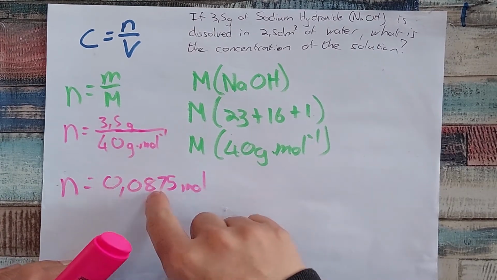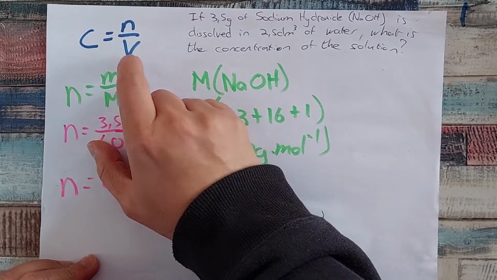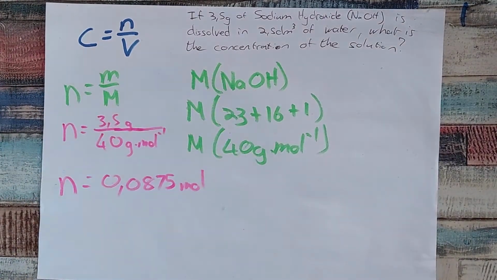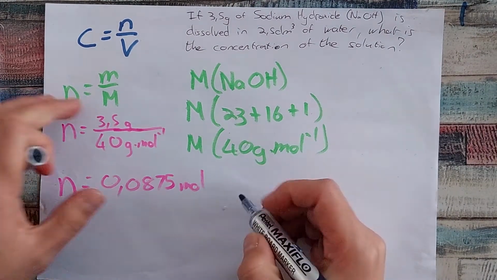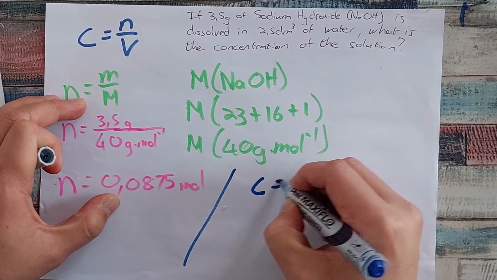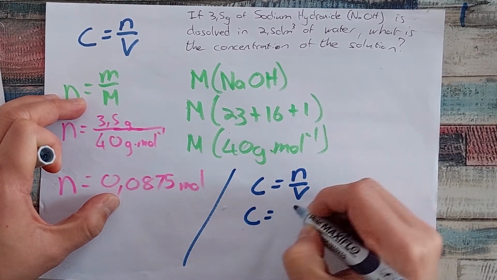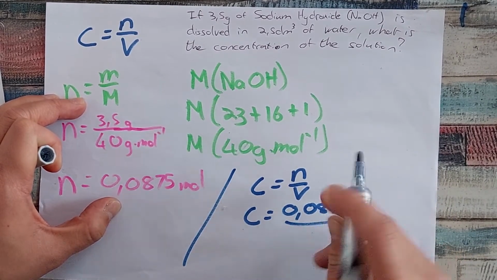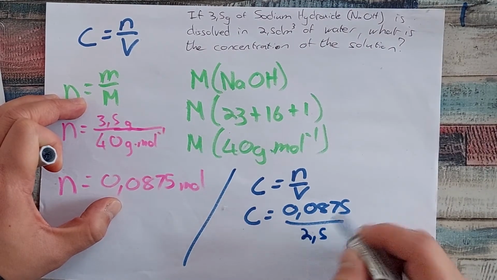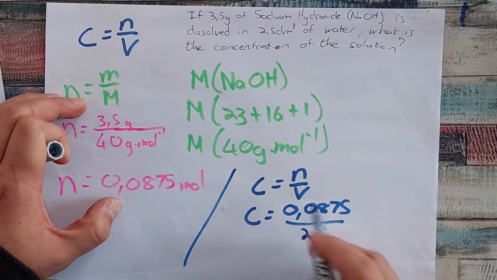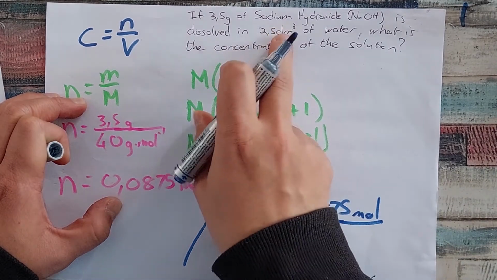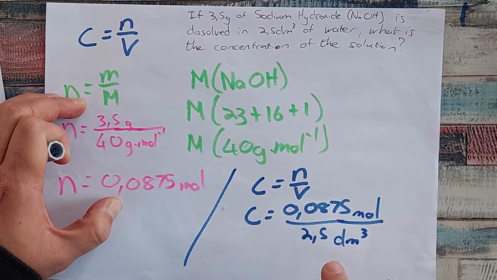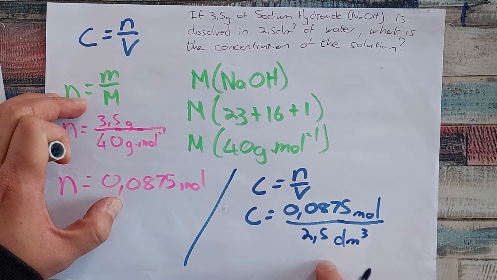Right, now that I've got my value for n and my value for V, I can attack this formula again. So I'm going to say C is equal to n over V. Therefore, C is equal to 0,0875 over my volume, which in my question is 2,5. Always make sure that this is in mole. Yes, it is in mole. And that this is in decimeter cubed. Yes, it is in decimeter cubed. If it is not in decimeter cubed, you have to convert it into this, otherwise your answer is going to be wrong.